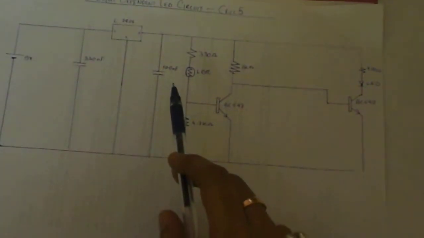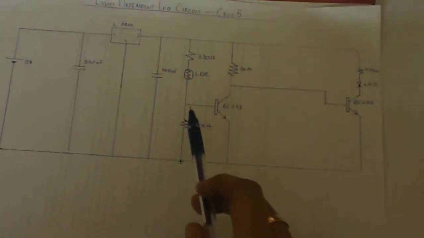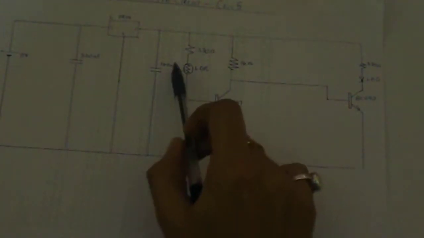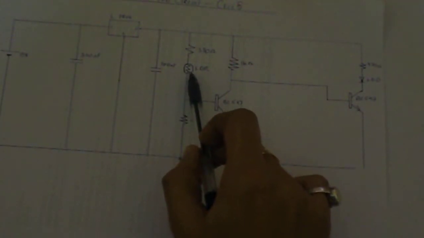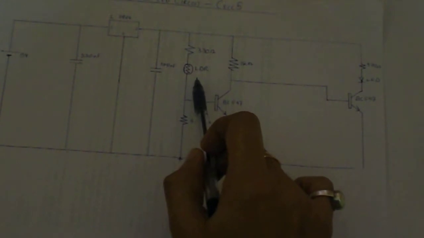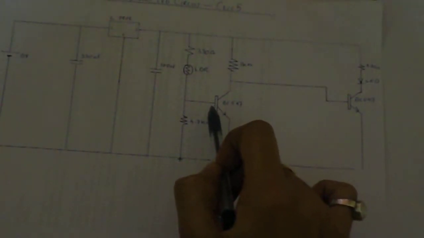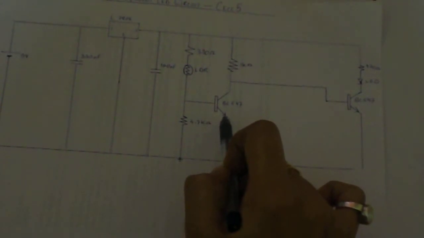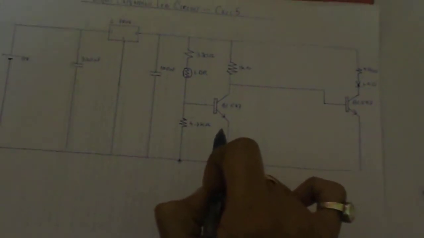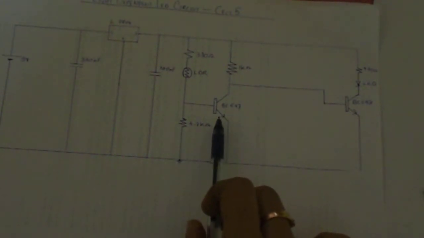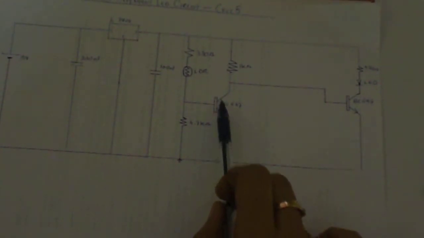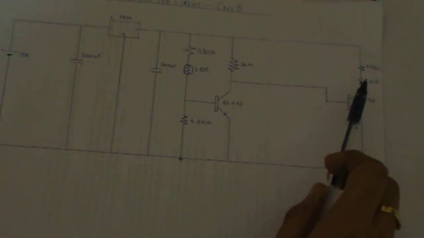So as light falls on the LDR, the current is pulled up. It bypasses the transistor, and current does not flow through the transistor. It does not cross the VBE level, the voltage does not cross the threshold level, and the transistor is in the off state. No current is flowing to the LED, and the LED is not glowing.